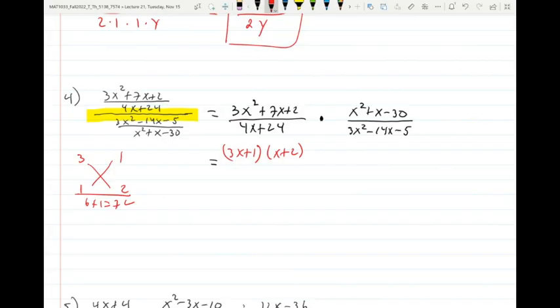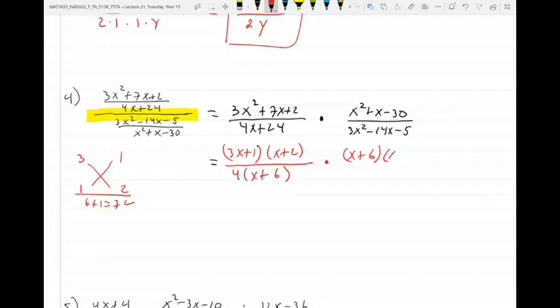Okay. Then in the bottom, I can take out 4, so we get x plus 6. In the second one on top, we can do 6 and negative 5. So that's x plus 6, x minus 5.